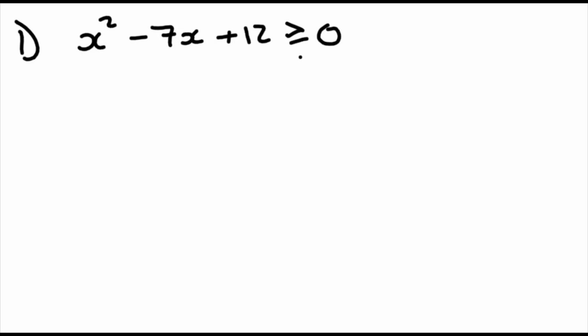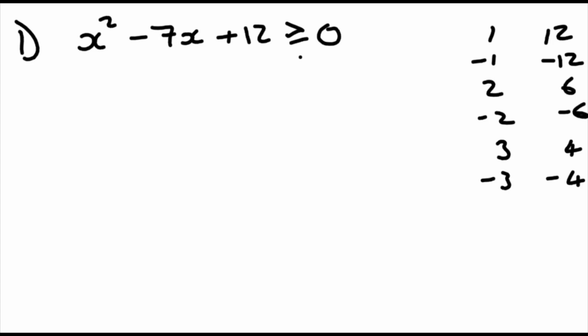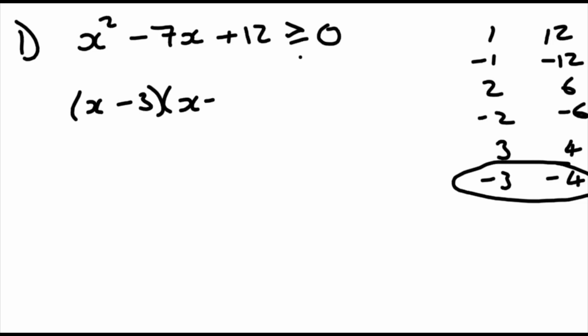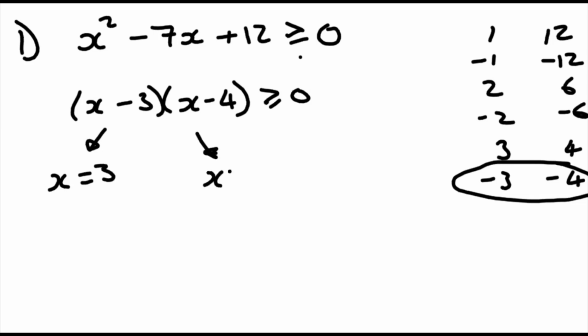Now, I can see straight away that this one factorizes. So I'm going to list out my pairs of values that multiply together to give me positive 12. So 12 and 1, minus 12 and minus 1, 2 and 6, minus 2 and minus 6, 3 and 4, and minus 3 and minus 4. Now which pair adds together to give you minus 7? This pair. So we are going to have (x minus 3)(x minus 4). If this was a normal quadratic equation, we would say that x equals 3 or x equals 4.